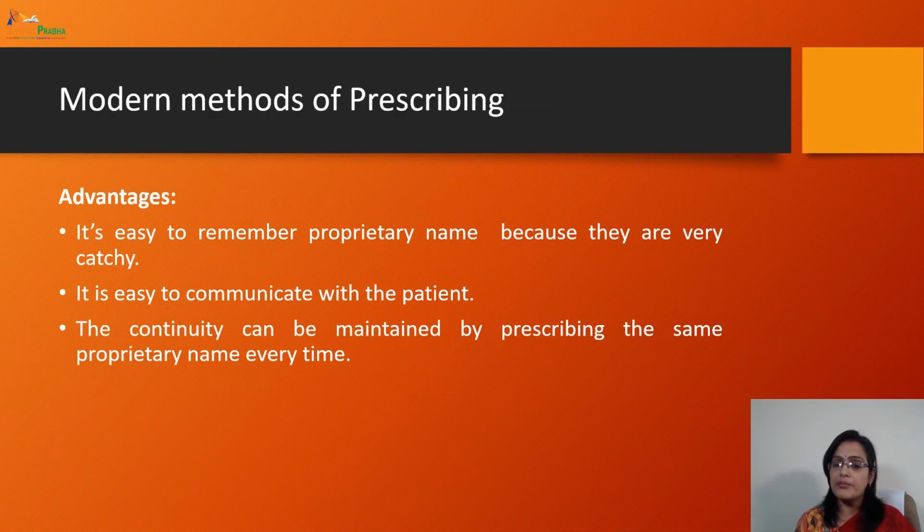Now, modern methods of prescribing. What are the advantages of prescribing by modern methods? It's easy to remember the proprietary names because they are very catchy. It is easy to communicate with the patient, and continuity can be maintained by prescribing the same proprietary name every time. The bioavailability of the drug changes with the change in the adjuvant used in the drug formulation manufactured by different manufacturers. So only those proprietary drugs can be prescribed which have better bioavailability.